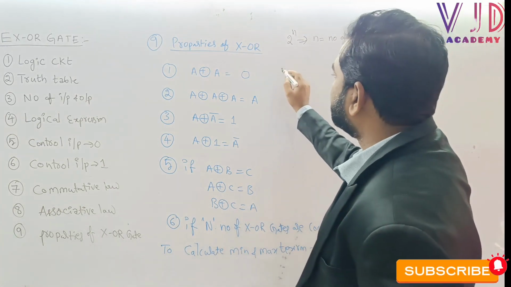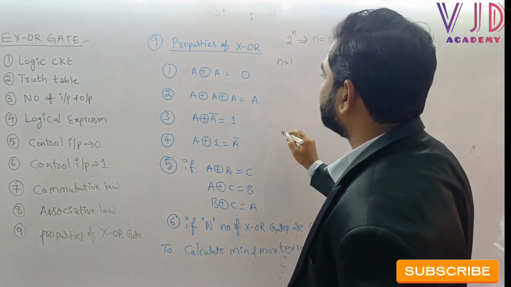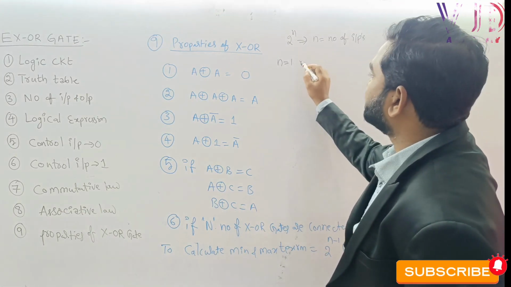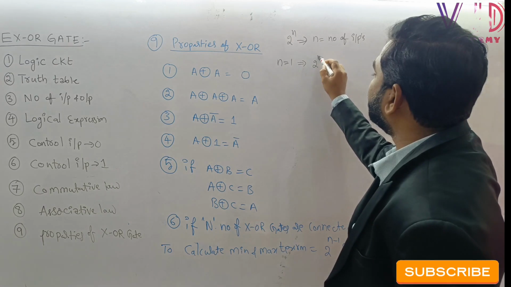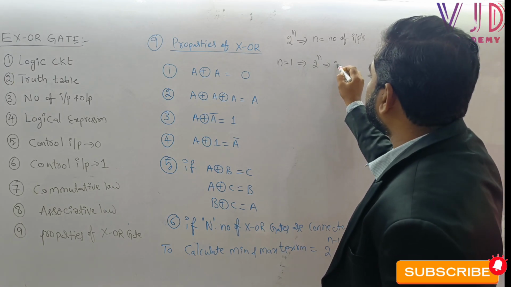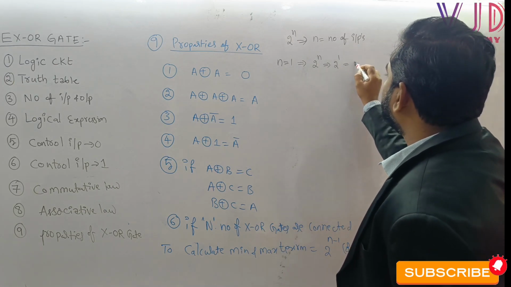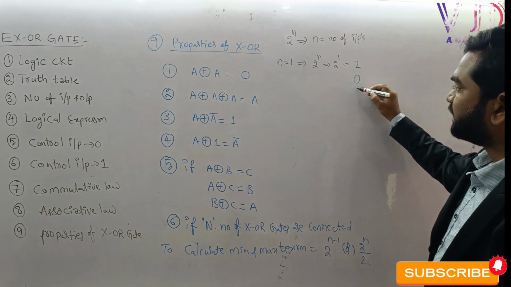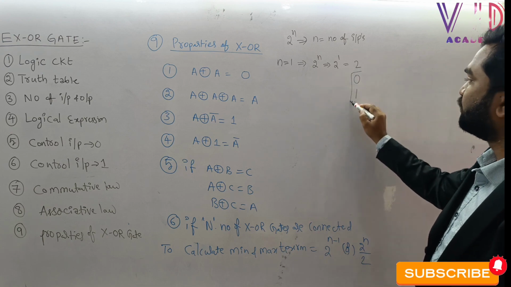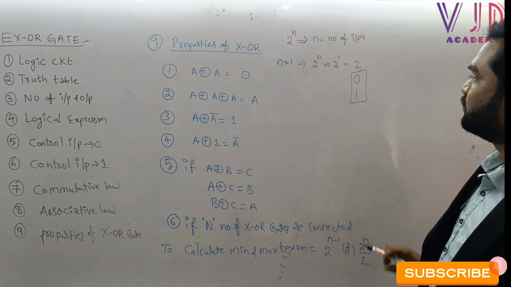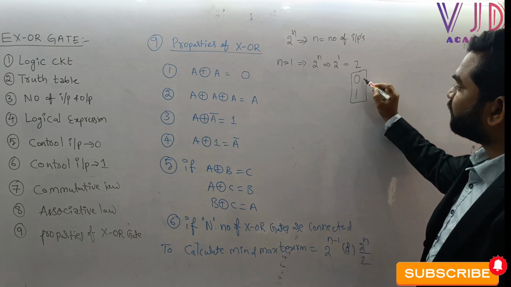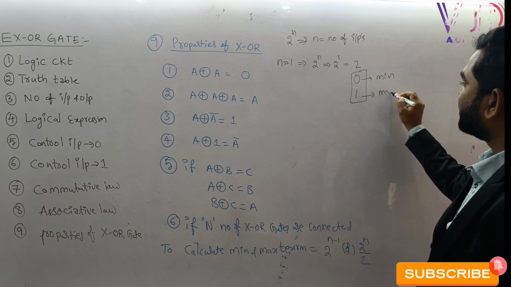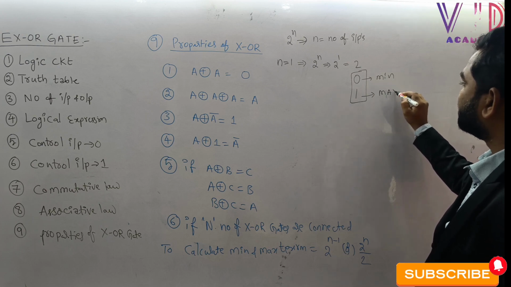Suppose n equal to 1, which means only one input is available. To calculate the number of input combinations, we take the equation 2 power n, which is 2 power 1, which means 2 input combinations. I told you in the earlier classes that the 2 combinations are 0 and 1. Out of these 2 input combinations, one is a min term and another is a max term.